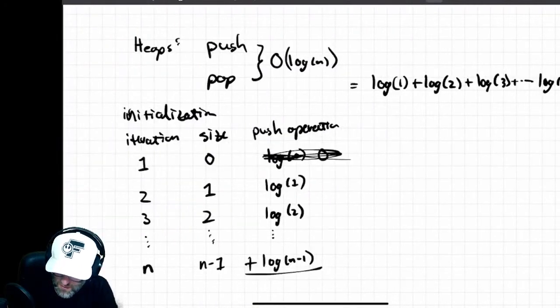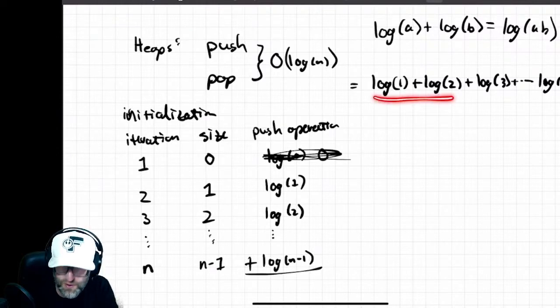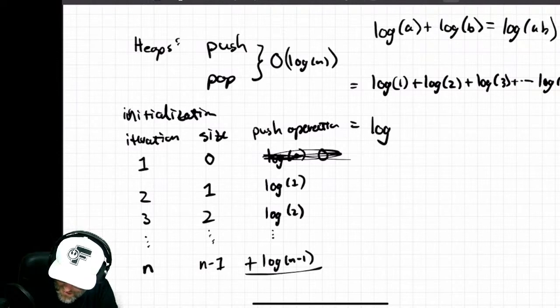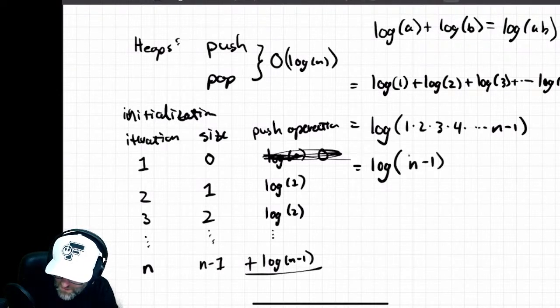Okay, hopefully you remember your log identities. Log of A plus log of B, I can combine that into log of AB. I can apply that log identity to the first two, and once I've collapsed them into one, I can apply it to the second two, and I can apply it all over the place until I get that this is equivalent to log of 1 times 2 times 3 times 4 times ... n minus 1. Or another shorthand way of writing that is log of n minus 1 factorial.